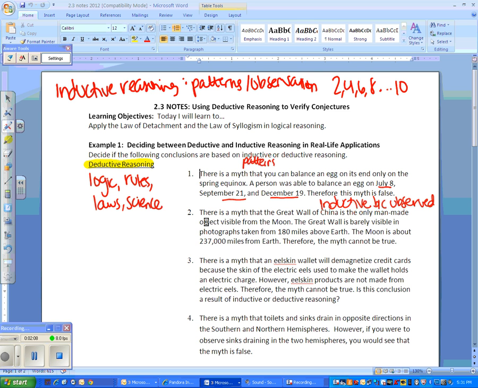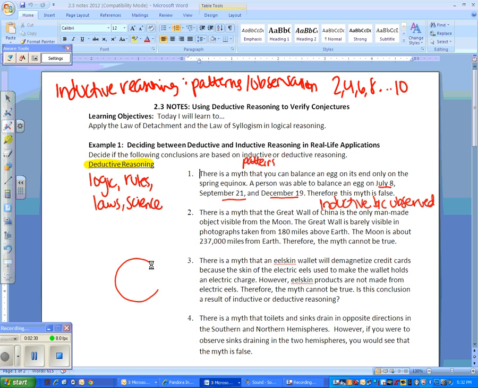All right, number two, there is a myth that the Great Wall of China is the only man-made object visible from the moon. The Great Wall is barely visible in photographs taken from 180 miles above Earth. The moon is about 237,000 miles away from Earth. Therefore, the myth cannot be true. I remember reading this in my 6th grade science book, which shows you how far science has come, I guess.